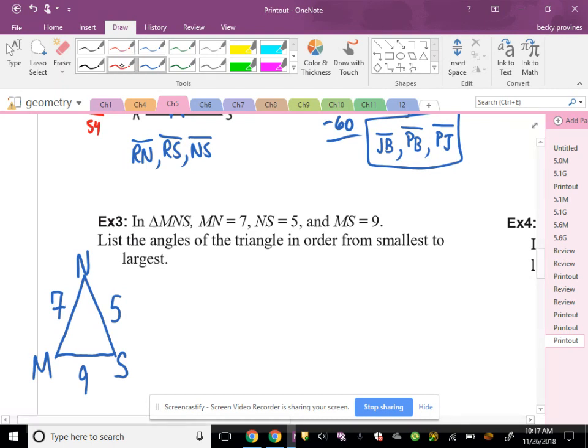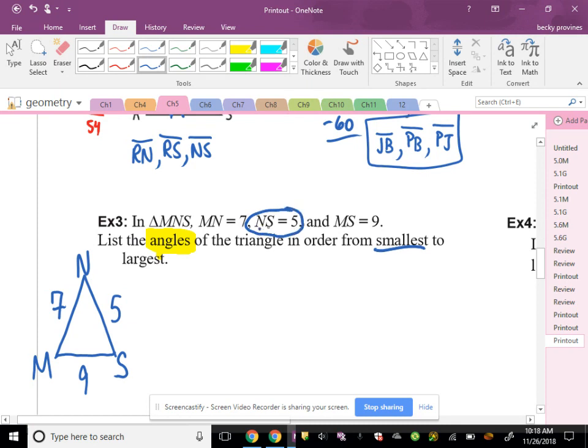Okay, so I'm going to do it 2 ways. I'm going to do it using my shortcut and using the picture. So I'm going to list answers as angles because they provided side lengths. So I'm going from smallest. So the smallest side up here is the 5.